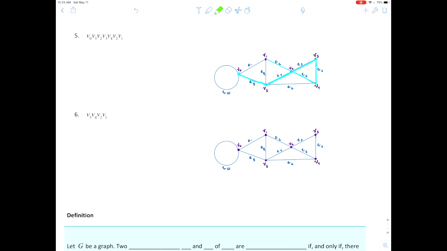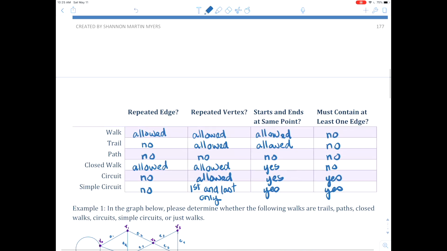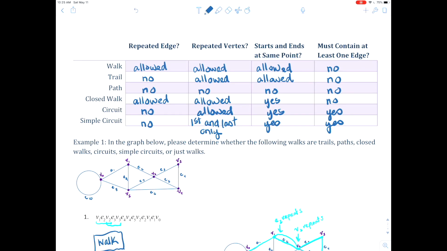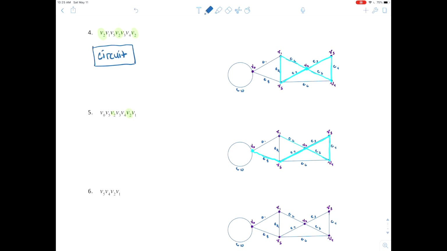So V2 repeats. What does that give us in our chart? Well, check it out. We said we had no repeated edges, but we had a repeated vertex. So to me, it looks like it's a trail, right? It can't be a path because of that repeated vertex, but it can be a trail. So a little more specialized than just a walk, but it's definitely not a circuit.